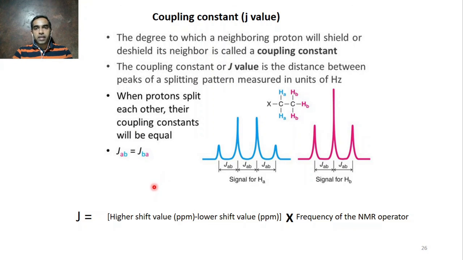Coupling constant J value: if two protons are split by each other, then they will have the same J value. Now these three are split by this, these two are split by this. Both of them will have the same J value.